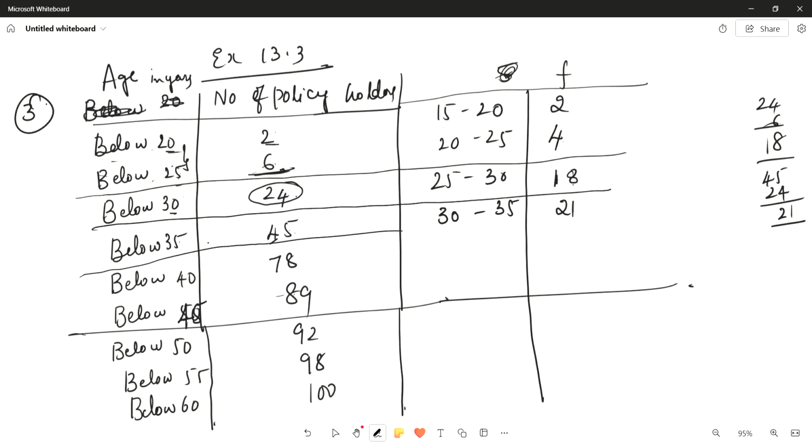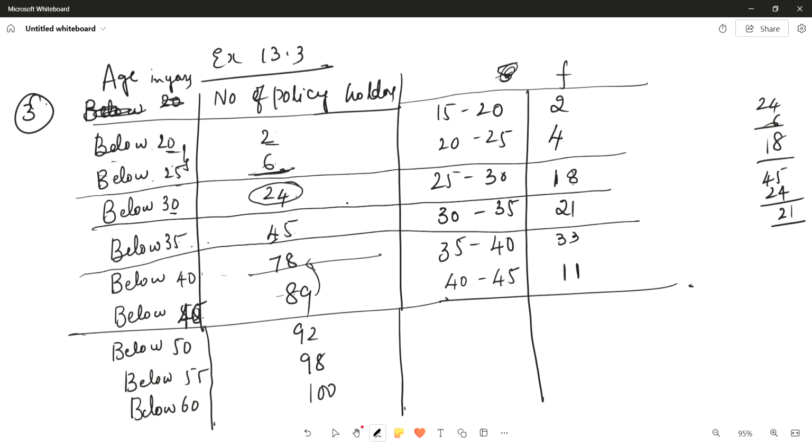Below 40 is there. Below 40, it is these many people they have taken the policies. But below 35, 45 are there. So between 35 to 40, how many would have taken? 78 minus 45, 33. Okay. Now below 45, these 89 people have taken, but below 40 it is 78. That means 40 to 45, in this range it will be the difference of these two. So 40 to 45, it is 89 minus 78.